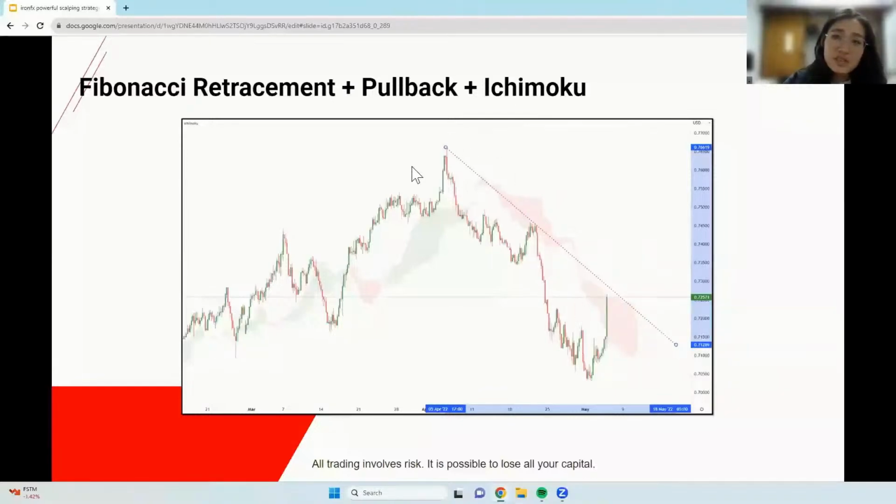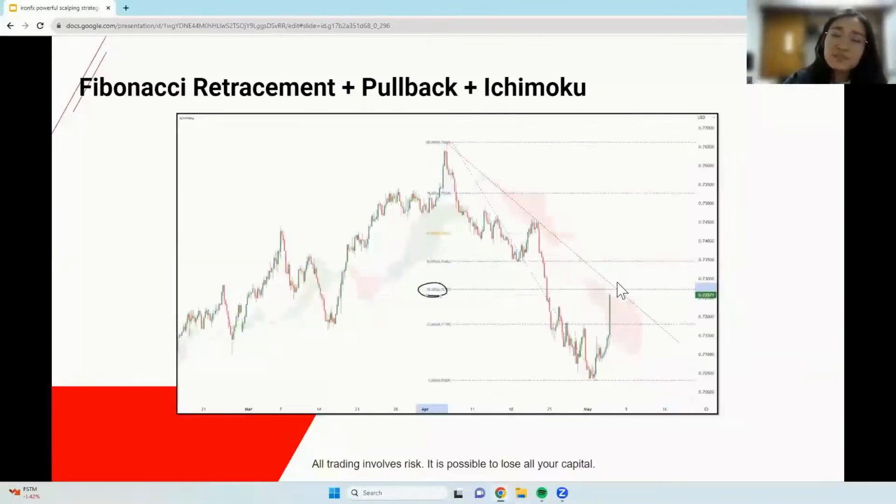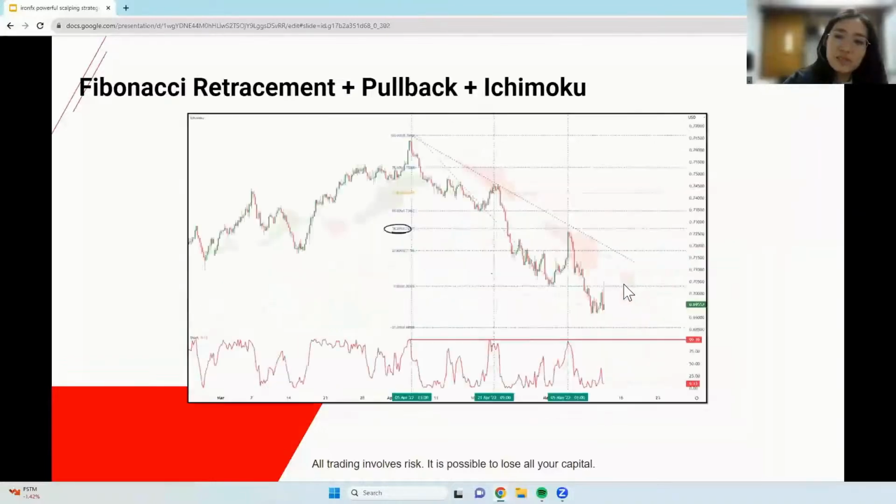We also have this almost descending trend line here, and we also have a Fibonacci retracement where the 38.2 lines up with our trend line over here.